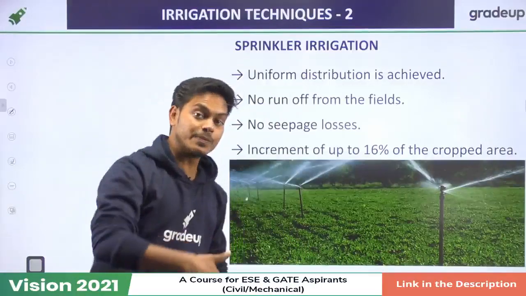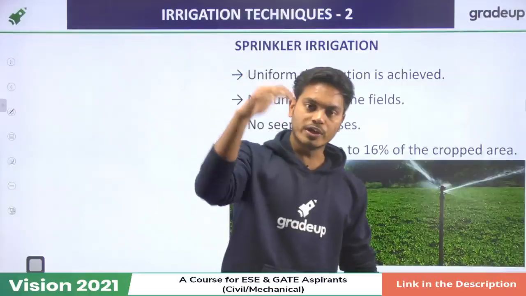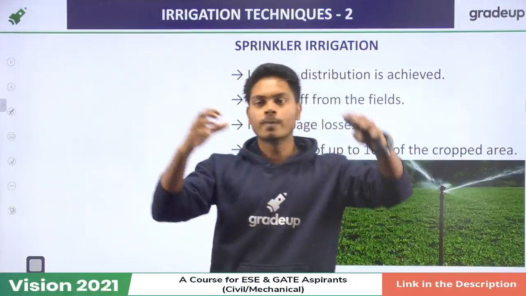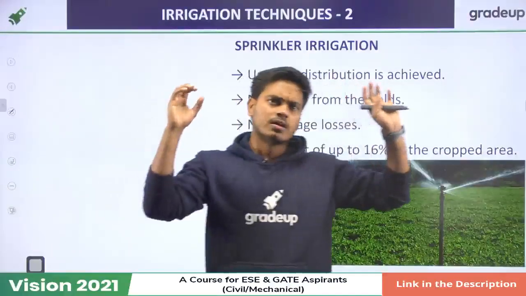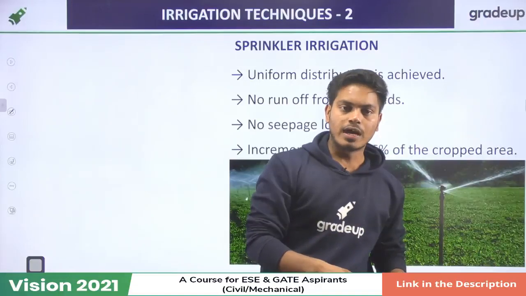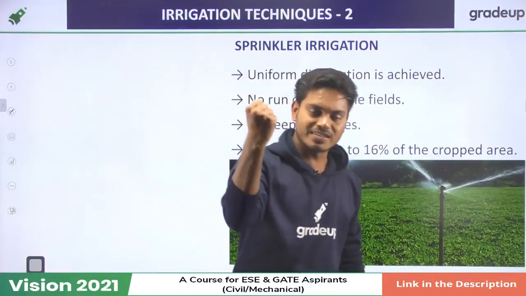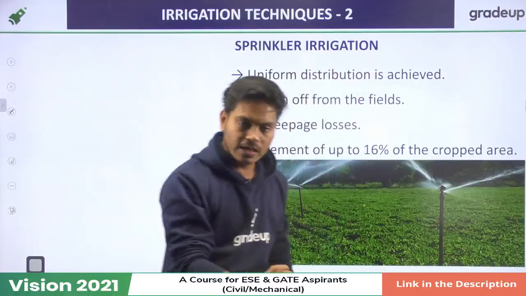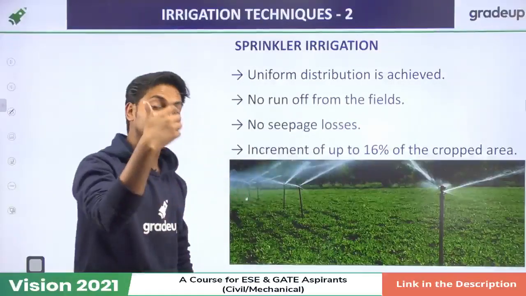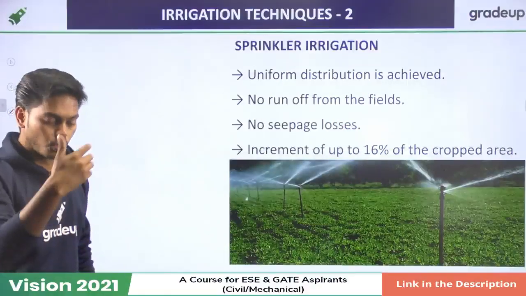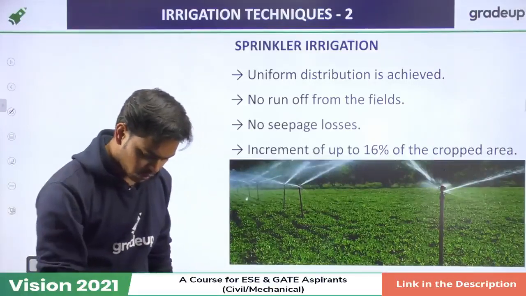If there is no seepage, then no water is going to meet the underground water. And as it won't go underground, it won't take the pesticide and fertilizers with it, and it won't pollute the groundwater.